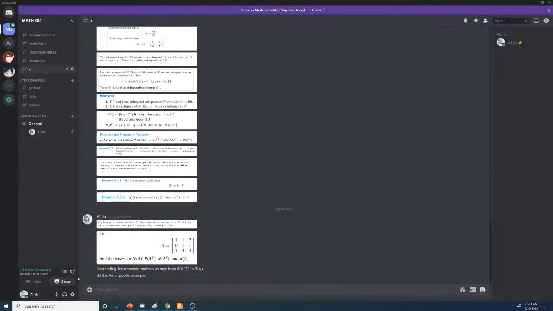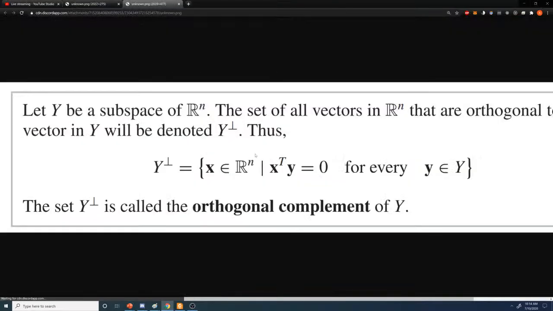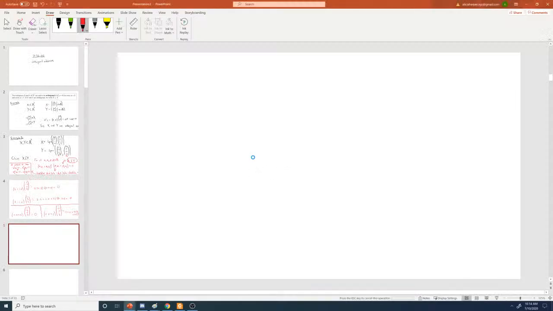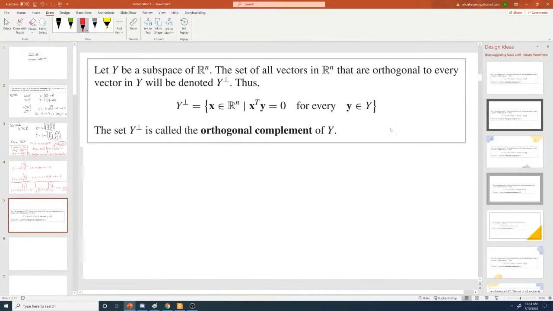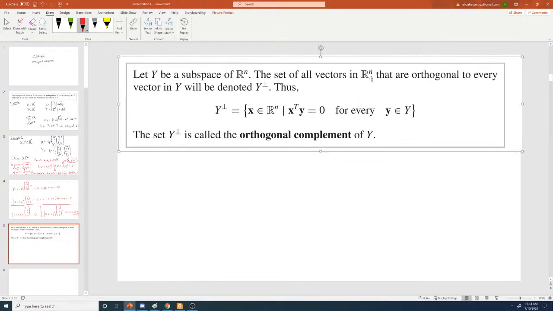I now want to give a definition first, namely the orthogonal complement. So suppose we're given any subspace y of Rn, then the set of all vectors in Rn that are orthogonal to every vector in y will be denoted by y with the little orthogonal symbol. And this is called the orthogonal complement of y. It is precisely the set of these vectors x such that when you take the scalar product with y, you get 0 for every y in your subspace.